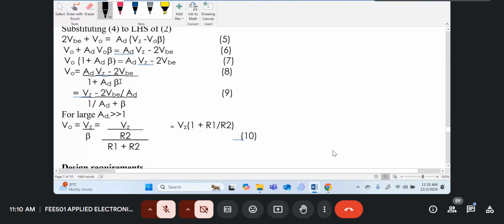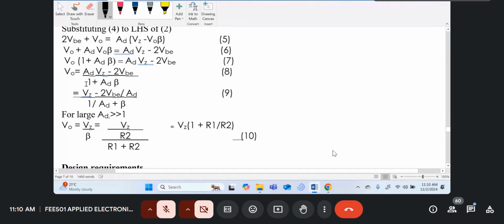So next I'll simplify the right hand side of 8 by dividing numerator and denominator by AD. The first term in the numerator of 8, which is AD VZ, if I divide it by AD, I just remain with VZ. So that's how I get this first term in the numerator of 9. The second term, minus 2 VBE, if I divide it by AD, I'll get minus 2 VBE divided by AD.